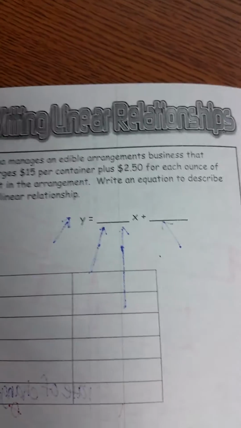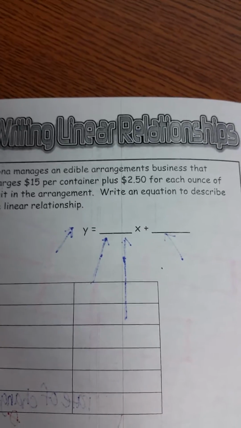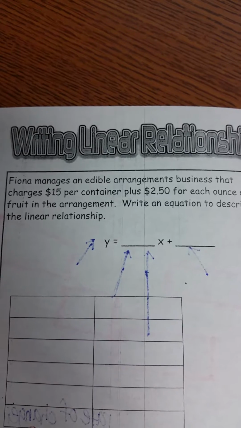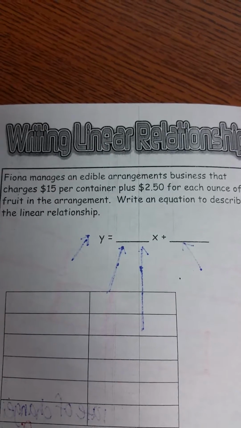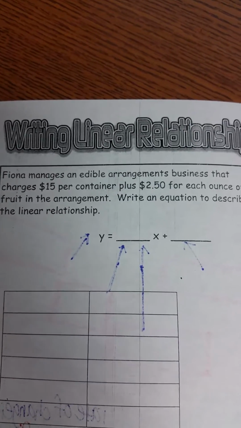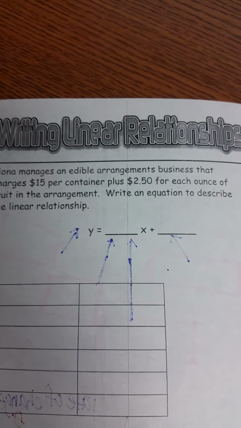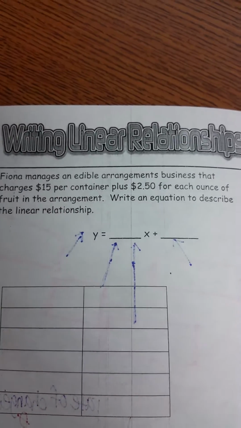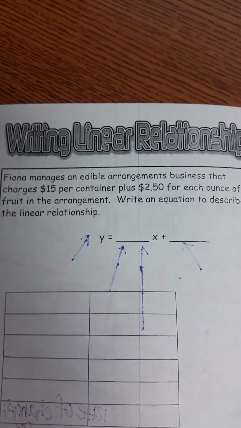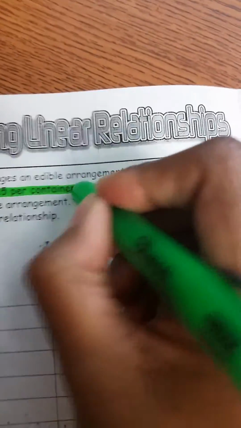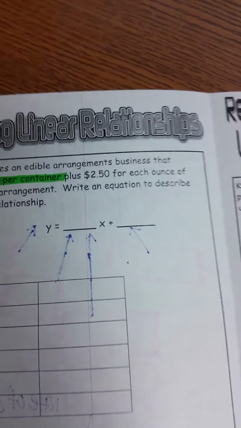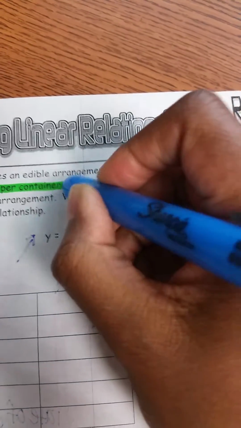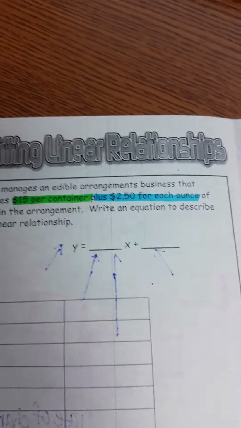All right, writing linear relationships. Fiona manages an edible arrangement business that charges $15 per container plus $2.50 for each ounce of fruit in the arrangement. So $15 per container plus $2.50 for each ounce of fruit in the arrangement.